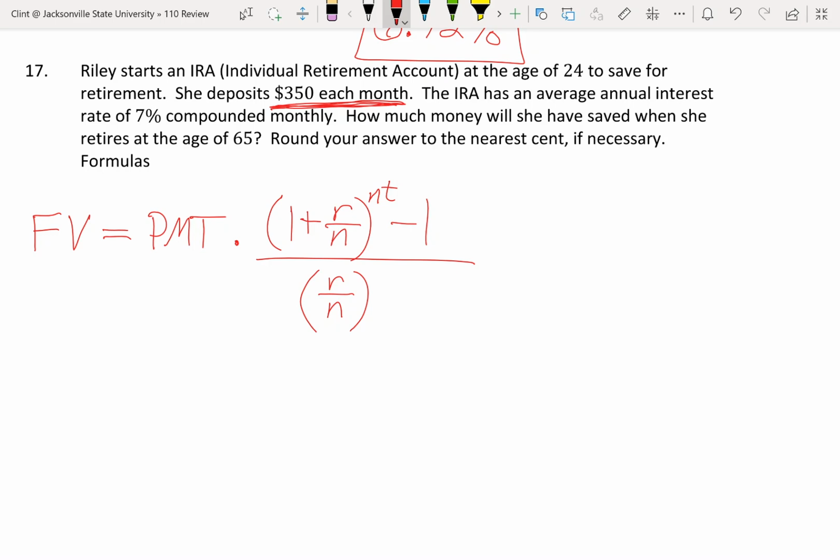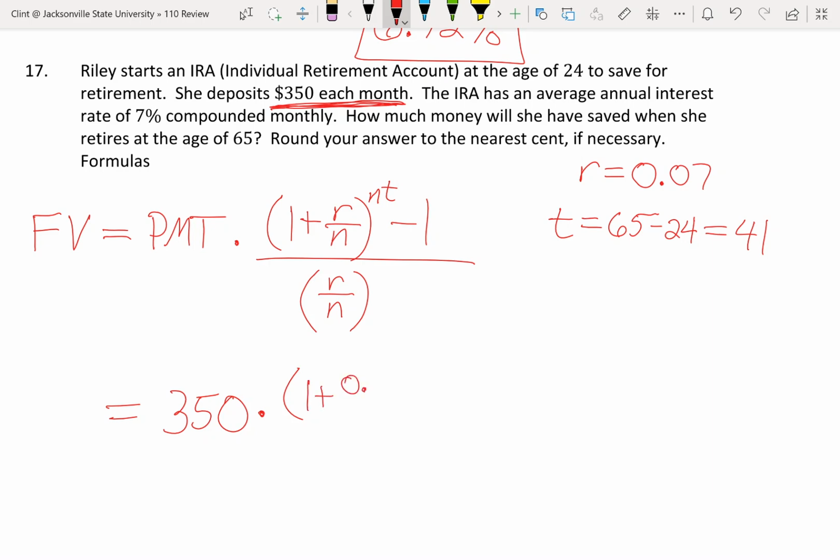So PMT, our payments, is $350 each month. The monthly payments, so N is going to be 12. It says the IRA has an average annual interest rate of 7%, so R is going to be 0.07. And then we need to figure out how long we're making our investment. For T, she's retiring at 65, and she's 24 now, so T is going to be 41 years. Okay, so filling in, we've got $350 times (1 plus 0.07 over 12) to the 12 times 41 power, minus 1, over 0.07 over 12.